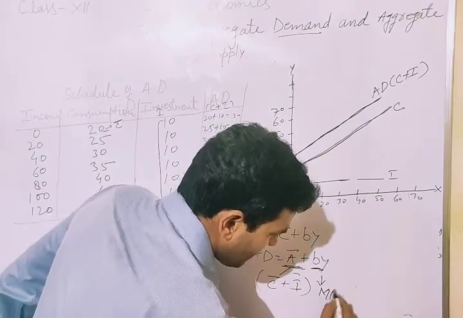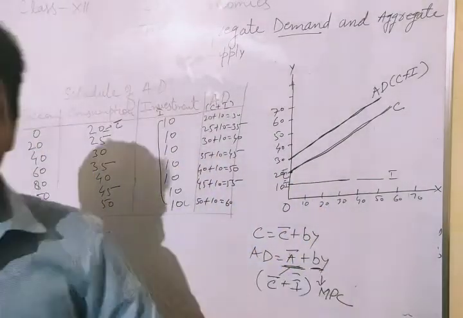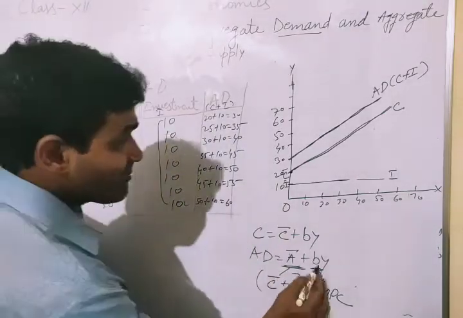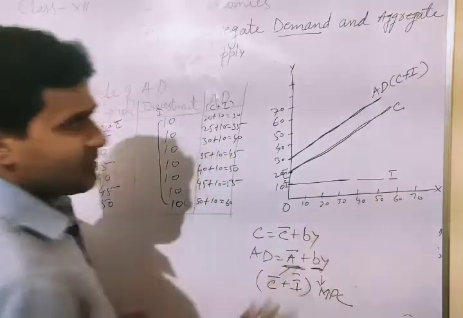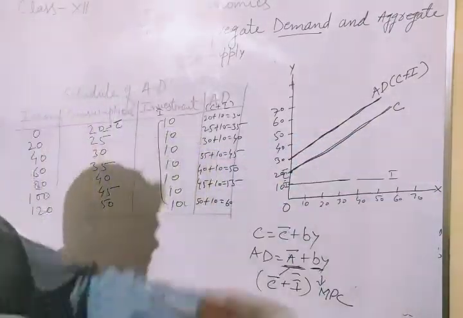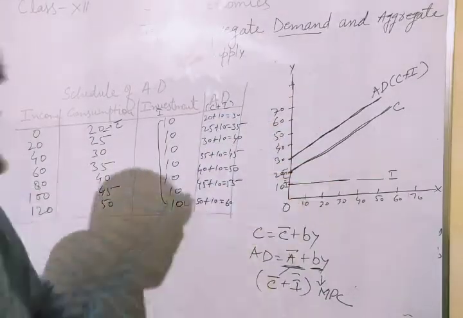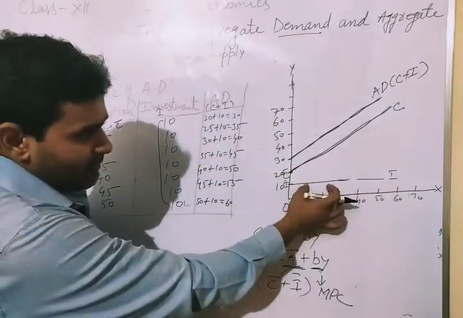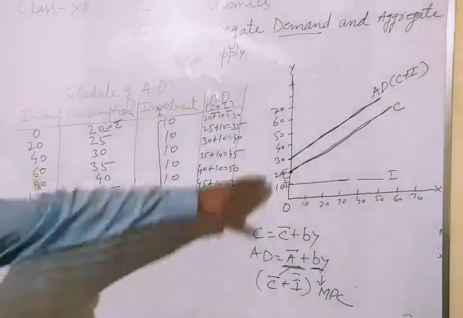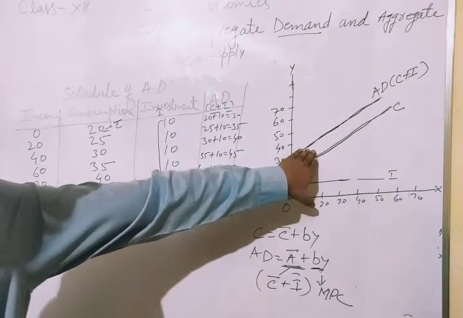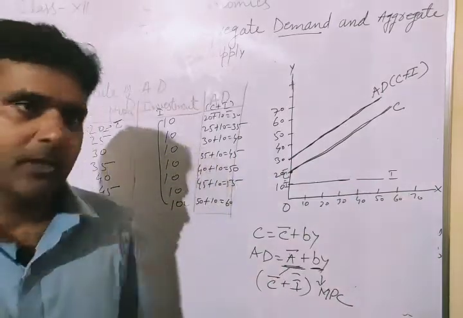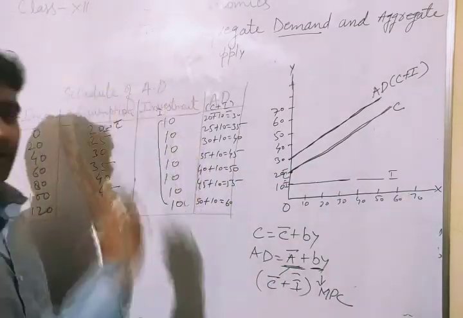B is the level of MPC, or the rate of change in consumption due to the change in income. So that is why the slope of the aggregate demand curve is quite similar to the slope of the consumption curve, and it is above the consumption curve by the amount of investment, as it is the combination of C and I. That is why it starts from 30, and the consumption curve starts from 20. So this is what the aggregate demand is all about.